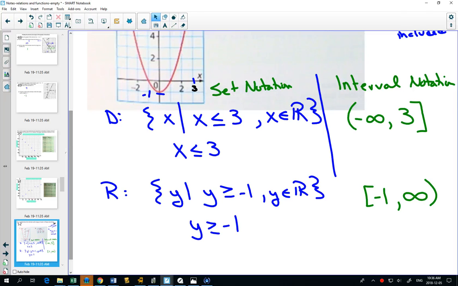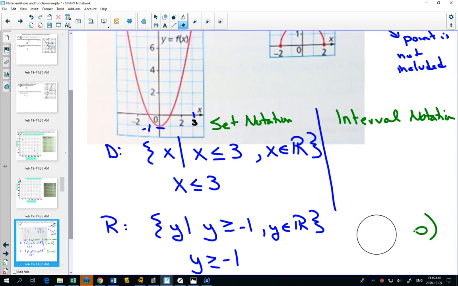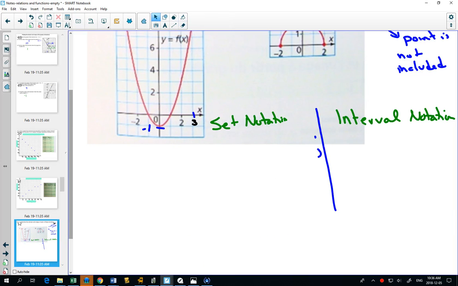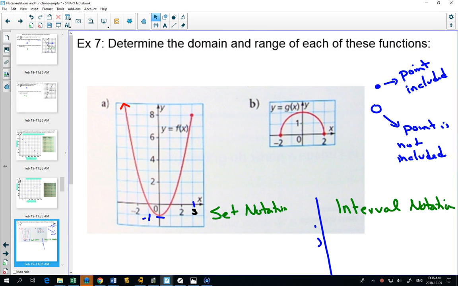Okay? Let's look at the second example. Are you okay if I erase my answers here? Everybody got them down? So I'm going to just erase the answers for this one and for this one. And now we're going to do part B. Set notation, starting with domain.